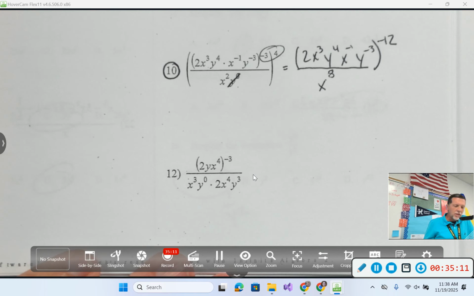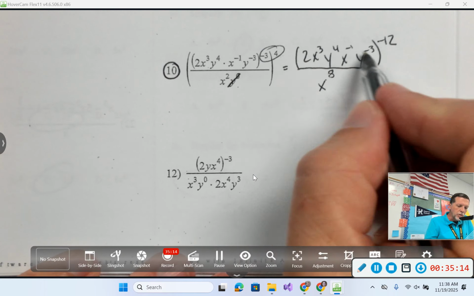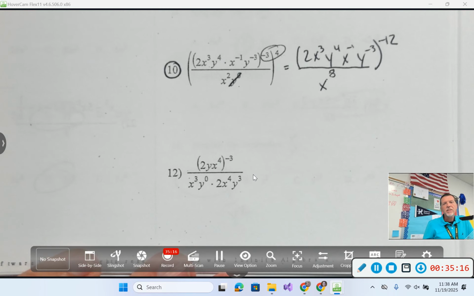You tell me, do you want to distribute the negative 12 or do you want to clean up the insides first? Clean out the inside. Okay. So I heard one of each. So I guess we'll take a vote here.